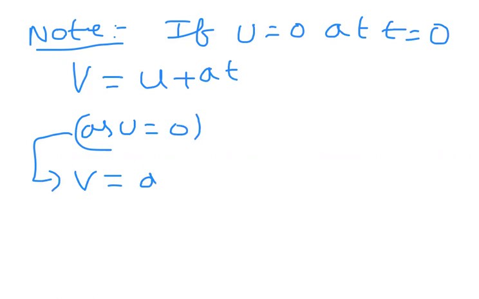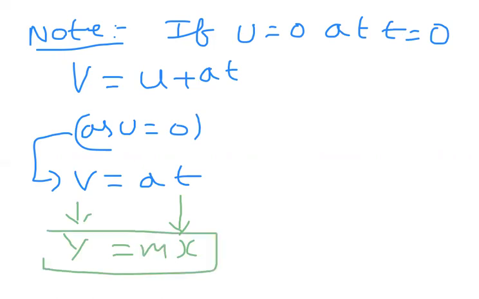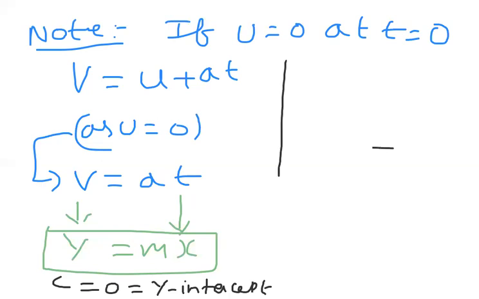If I write v equal to at, v is taken on the y-axis, time is taken on the x-axis. From here I can write y equal to mx. So there is no y-intercept. The c value is 0. C is nothing but the y-intercept, and it is 0. Whenever the y-intercept is 0, we have to start our graph from the origin.